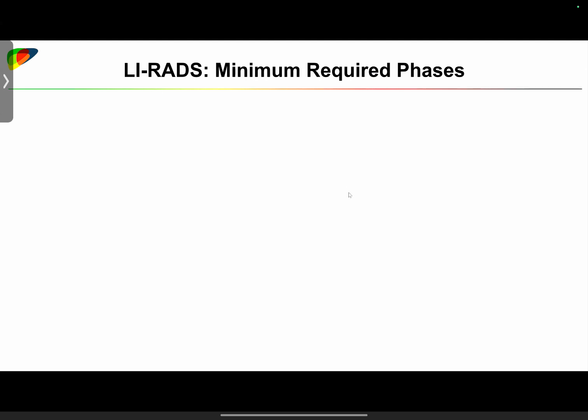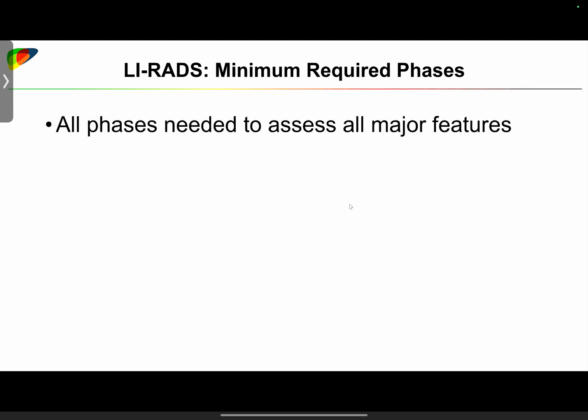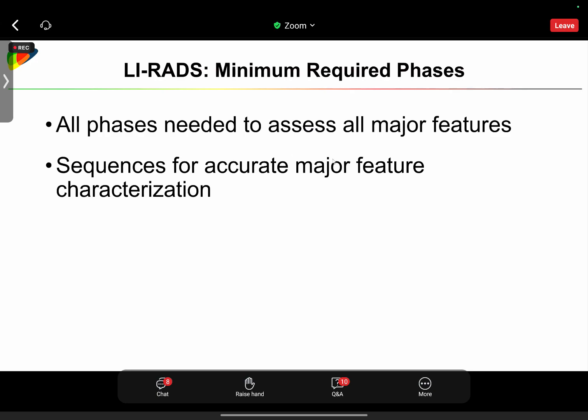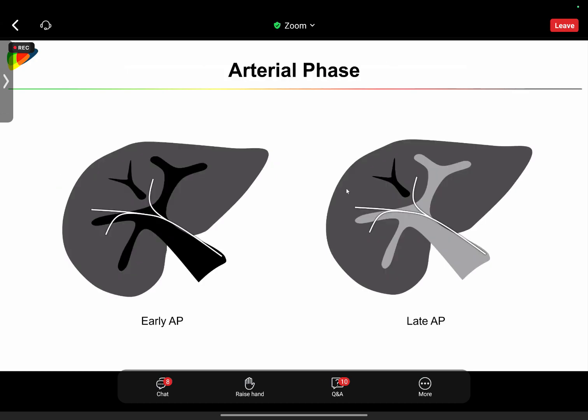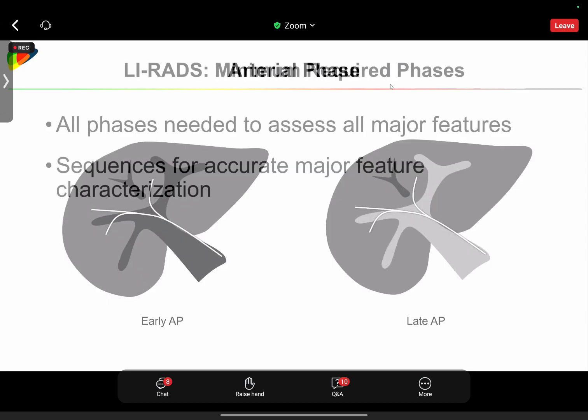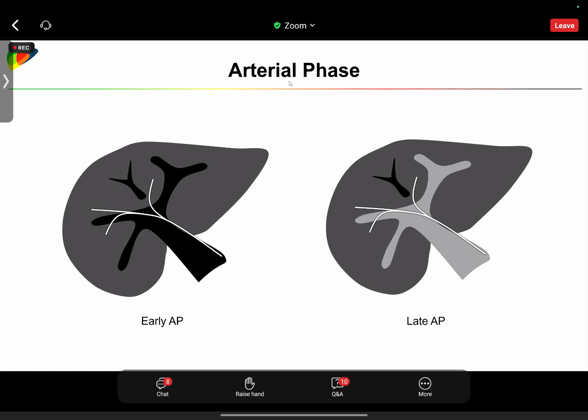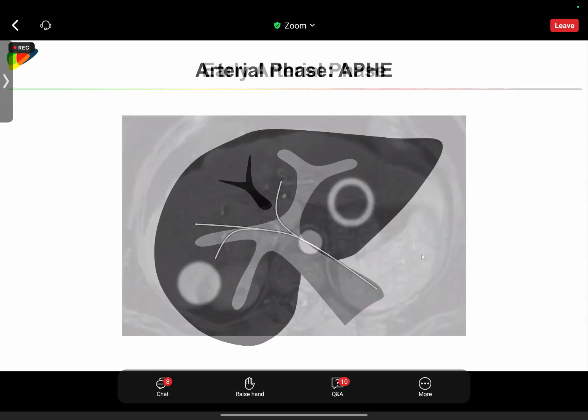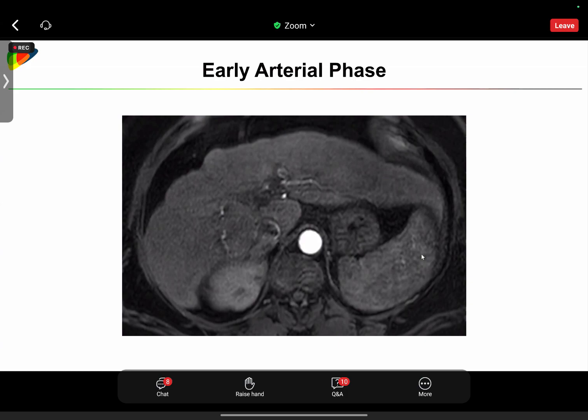So LI-RADS has required phases, and these are phases that we need to have to assess major features. And then we have additional sequences which help us assess major features correctly. So we have to have an arterial phase, but arterial phase is relatively broad. We can have early arterial phase and late arterial phase. How do we recognize them? Arterial phase, again, as I spoke before, is necessary for detection of AFI. Early arterial phase we recognize by opacification of our arteries, and that's it.